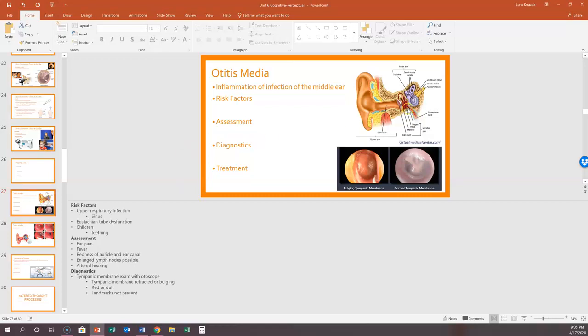The eustachian tube, as you can see in this picture here, is this little tube that connects to the back of the throat. That should be open and draining, and it allows for pressure changes and that kind of thing. If that becomes inflamed or clogged, then fluid can't drain properly. Teething in children is also a common cause of otitis media.